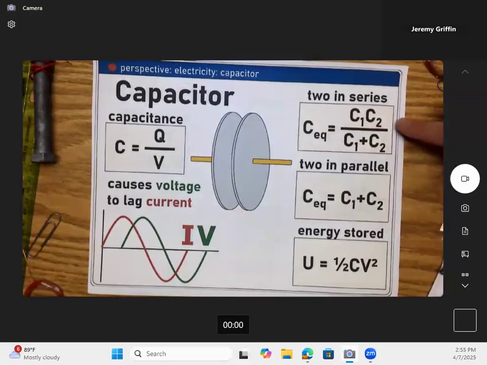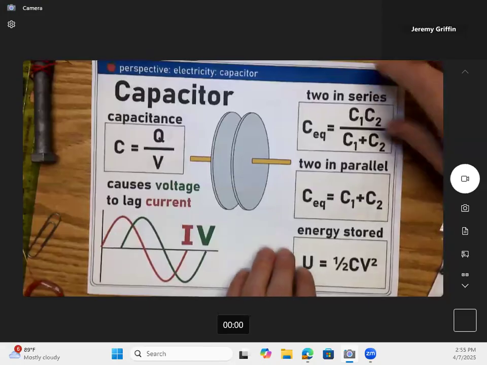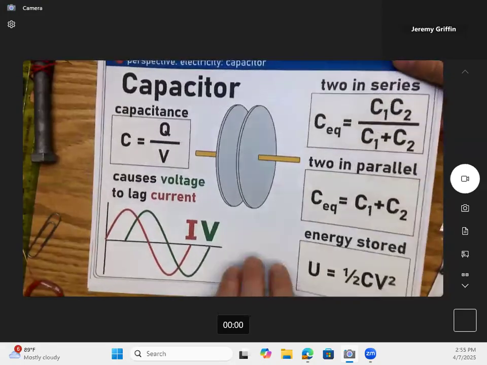You just add them up, and in parallel, you do product over sum. You guys see the rules are backwards here? So in series, you do product over sum, and then in parallel, you just add them up. Okay, so that's kind of interesting. I'll show you guys a video demo of this later.